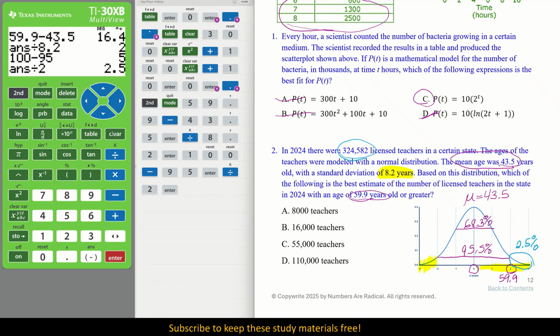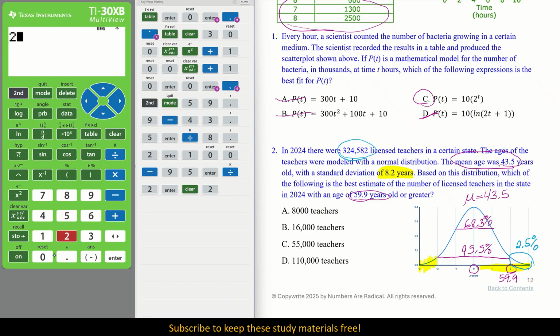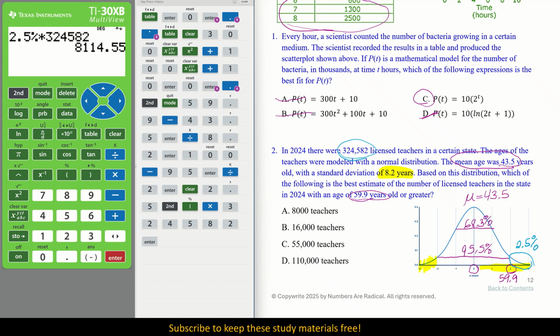Now I'm going to clear this out and type in 2.5, but I need that to be a percent. So second percent, then times that nice big number 3, 2, 4, 5, 8, 2, and enter. Well, that is about 8,114. That's just a little bit over 8,000 teachers. Now, remember, we had a bit of an error going on because we used 95 instead of 95.5.